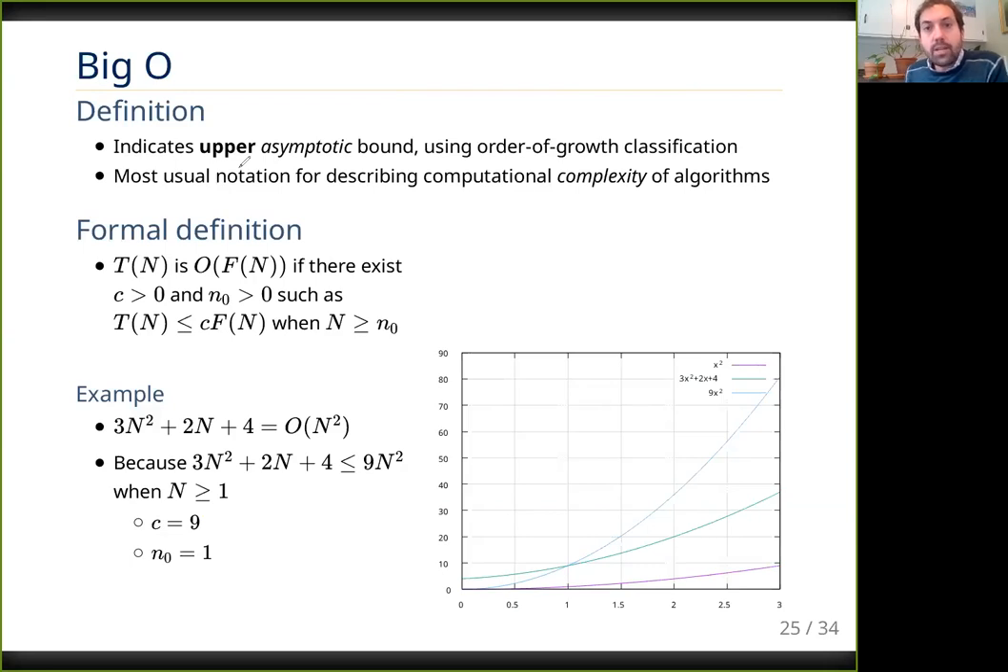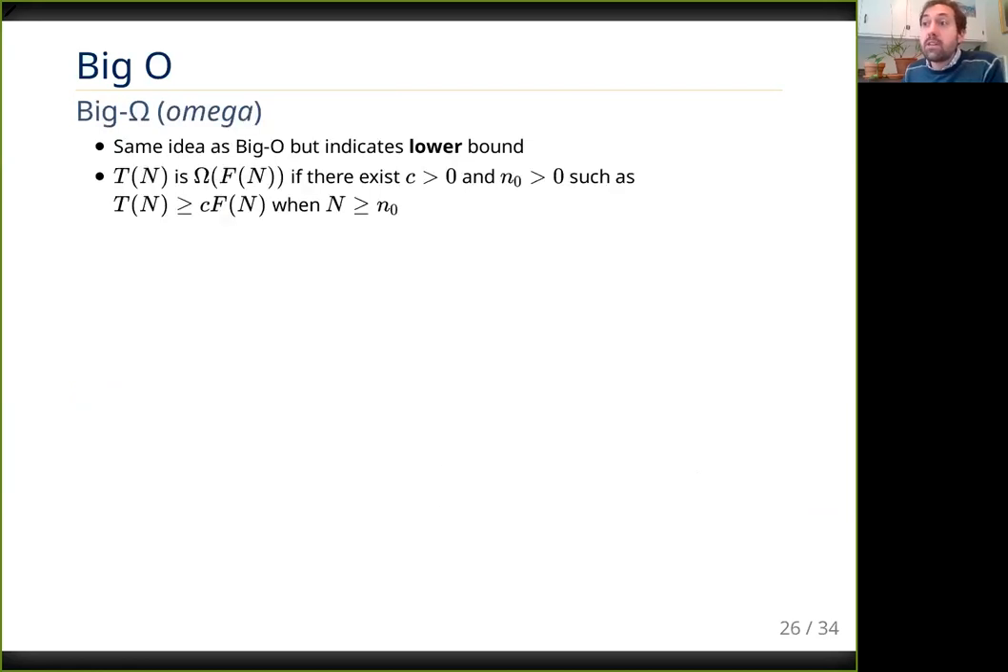Big O is not the only tool. There are two other notations that are very similar to big O, but that express different things. So big O is the upper bound, what describes a function that will always be over another function. Now we have the exact opposite, something called big omega. It's the same idea as big O, but here we try to indicate a lower bound.